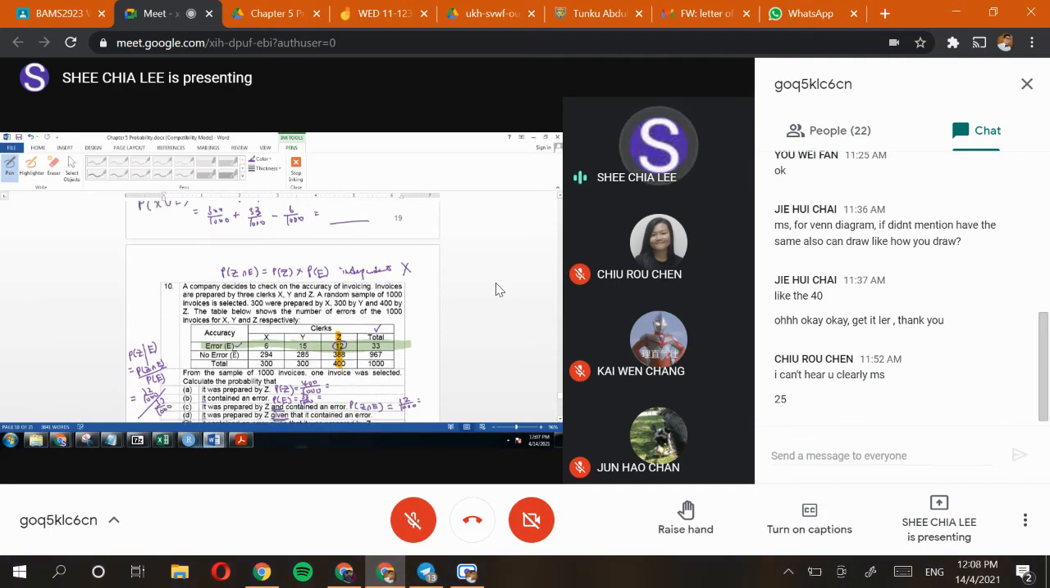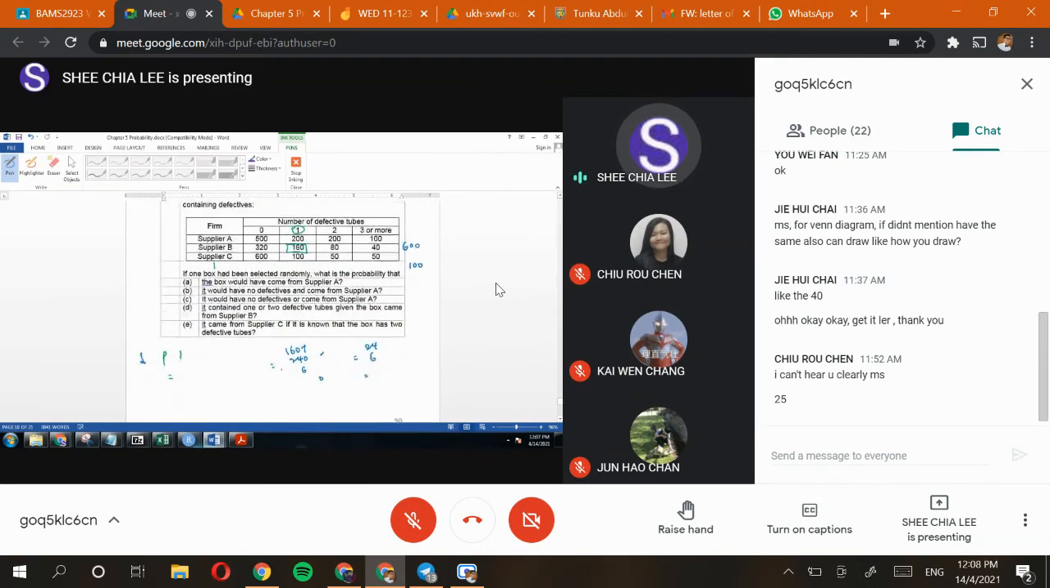And question 11 and 12 also I want you to do, but I will go through question part D with you. Part D is a bit special compared to the given and or, because in this question they actually say it contains one or two defective, given that the box came from supplier B. So when you do it, you say one or two intersect B over probability B.